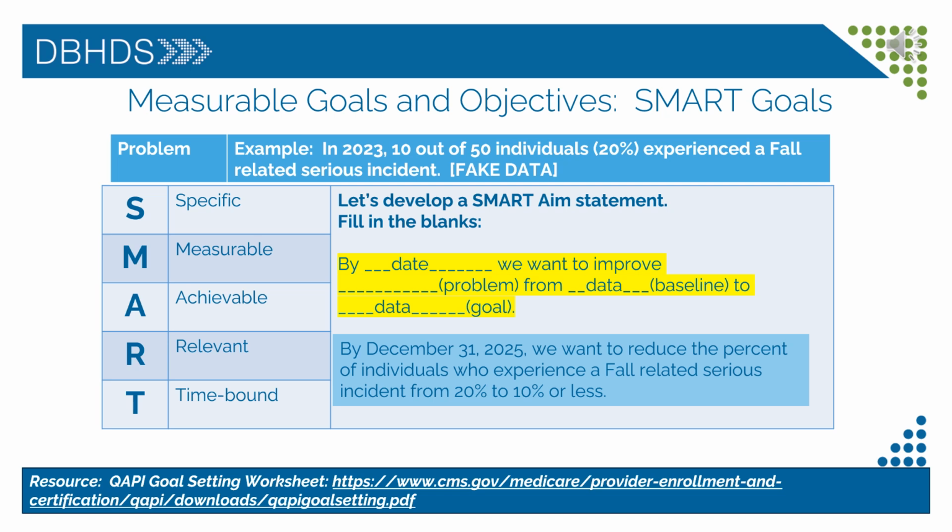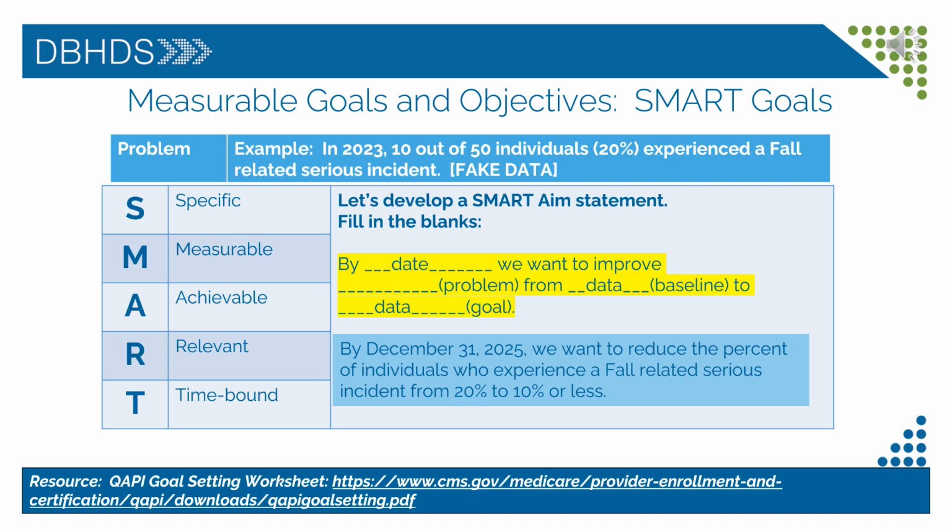So when we talk about something specific, we want to make sure it is narrowed enough so that people understand what it is we're trying to improve. Measurable, of course, means that we need to have some data associated with it, both baseline data and a goal. It needs to be achievable and relevant to your programs and services and have a time associated with it, meaning by a certain date you want to achieve that.